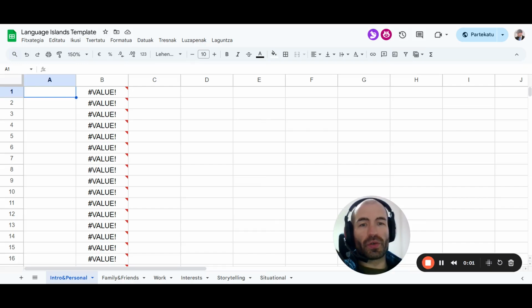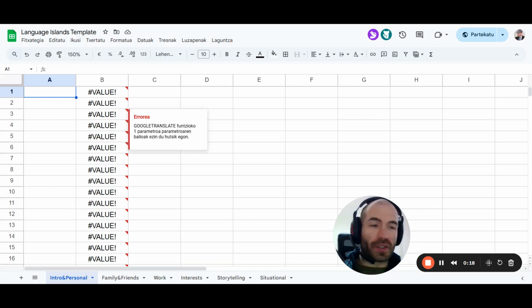All right, I'm going to show you the fastest way to get conversational and later fluent in any language. These are language islands. They're going to be language islands. There's nothing in them yet, right? I'm about to create them. You can use this template to create your own language islands for whatever language you want to learn, and I'm going to explain to you step by step how to do it.